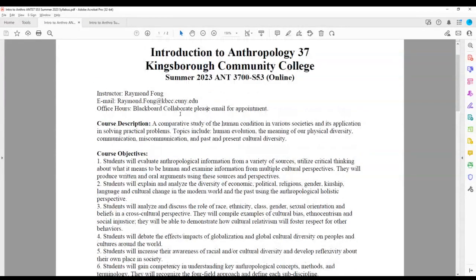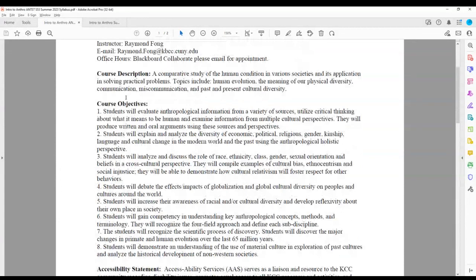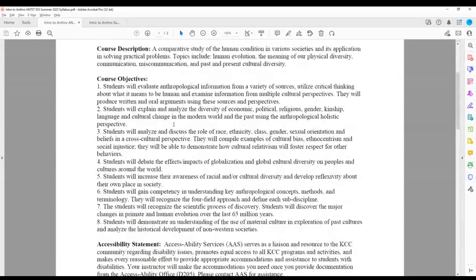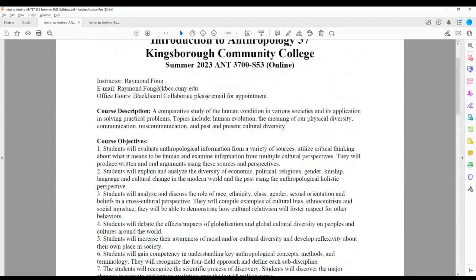Course description. So this course is Intro to Anthropology. It's a comparative study of the human condition in various societies and its application in solving practical problems. Topics include human evolution, the meaning of our physical diversity, communication, miscommunication, past and present, cultural diversity.